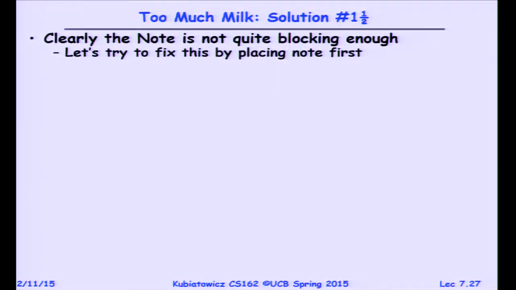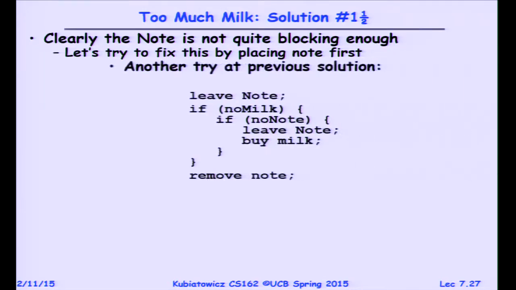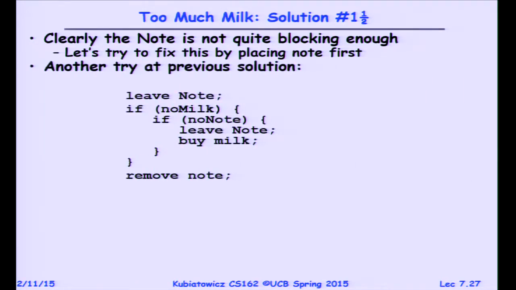All right, so we could say that clearly the note is not quite blocking enough. So let's put another note. Let's try to put the note first. Leave note, if no milk, if no note, leave note, buy milk, remove note. So that's an extra leave note in there. This is what happens. It's 4 in the morning, and you're writing some code and you say, well, clearly it didn't block enough. I'm going to leave an extra block up there. What happens?